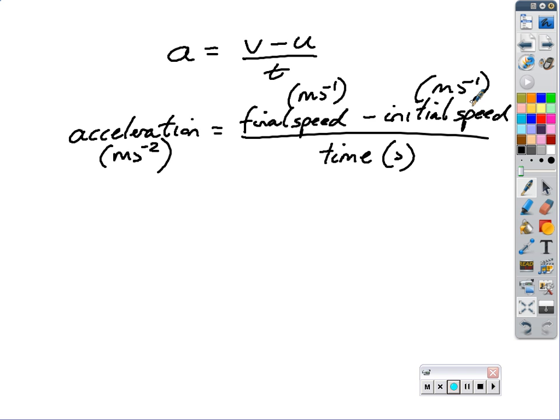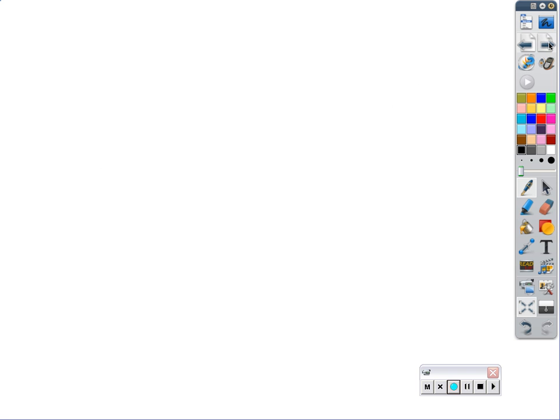So let's do that now. Now look at the board when we're doing this. Let me explain it first before you put it down in your jotter. We start off with our initial formula, A equals V minus U over T. We might need to rearrange it for three different things. We might need to arrange it for T, or V, or U. So let's rearrange for T first of all.